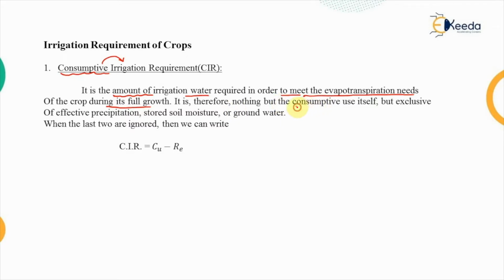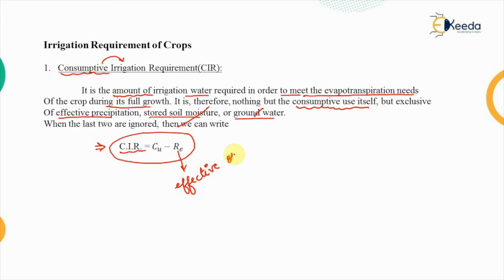Therefore, it is nothing but the consumptive use itself, but it will be exclusive of the effective precipitation or the stored soil moisture or the groundwater. And if we ignore the stored soil moisture and the groundwater, then this consumptive irrigation requirement, which in short is written as CIR, will be equal to the consumptive use minus RE, where RE is known as the effective or the useful rainfall.